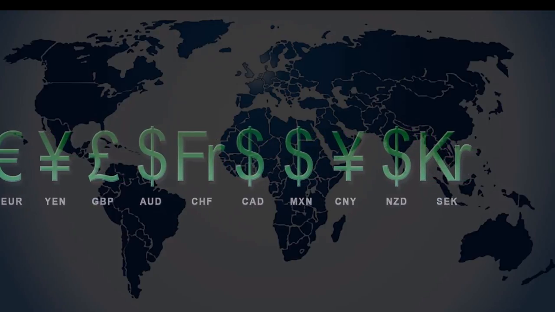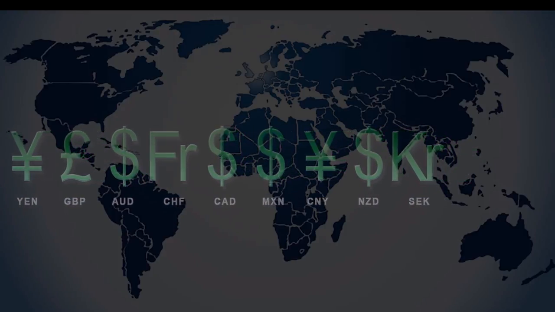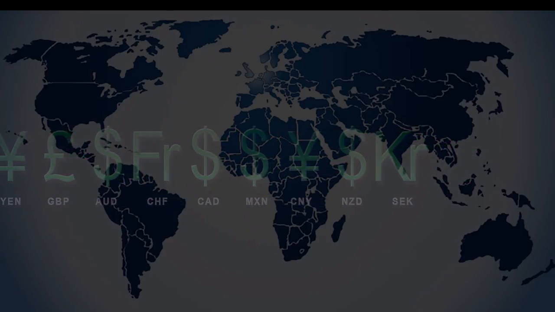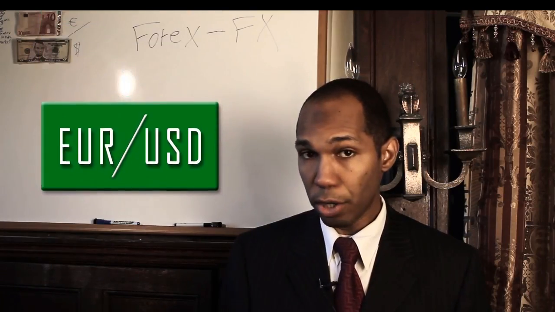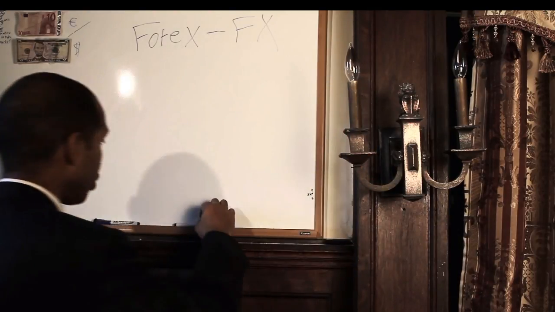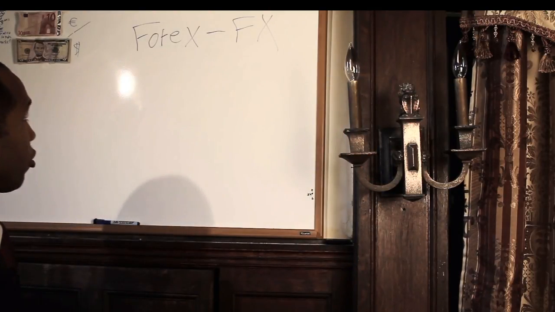Typically, when you look at an FX quote, you're going to see two currencies, because with trading of currencies, obviously you're going from one currency to the next. You change your US dollars to euros, so there's euro on one side and US dollars on the other side. So let's look at a currency pair right now.